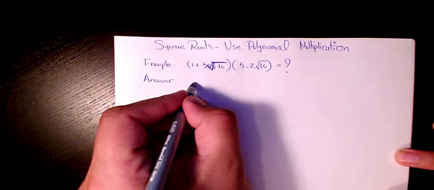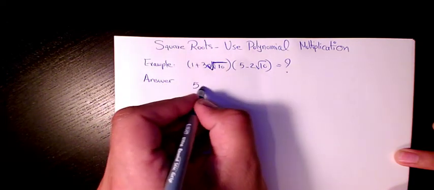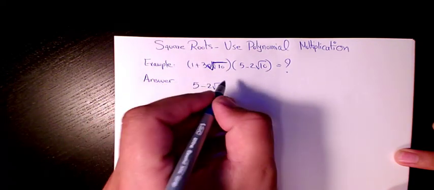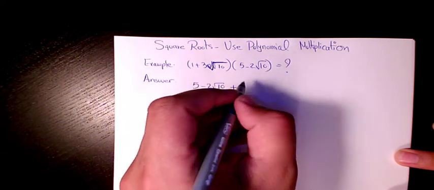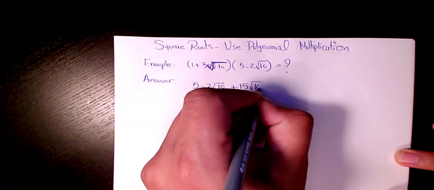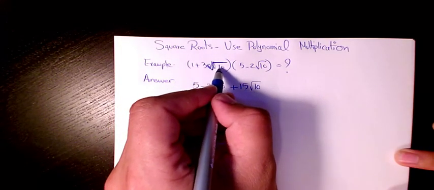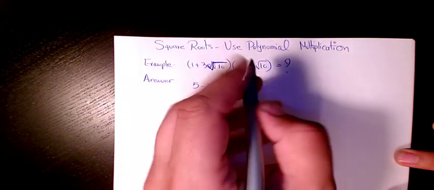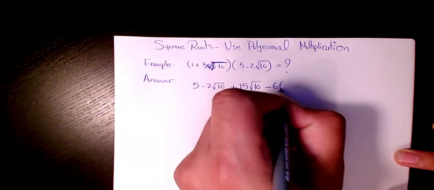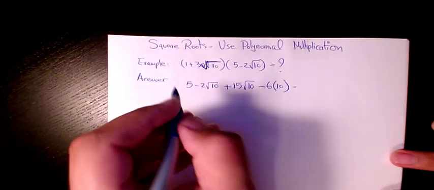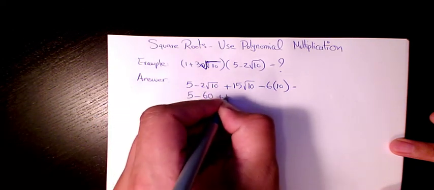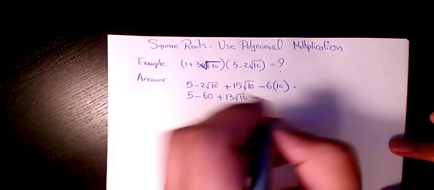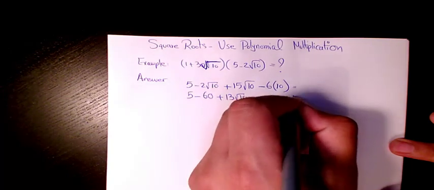1 times 5 is 5, 1 times negative 2 root 10 is negative 2 root 10, 3 root 10 times 5 is going to be 15 root 10, and here 3 root 10 times negative 2 root 10 is going to be negative 6 times 10. So that makes it 5 minus 60 plus 13 root 10. So that's negative 55 plus 13 root 10.